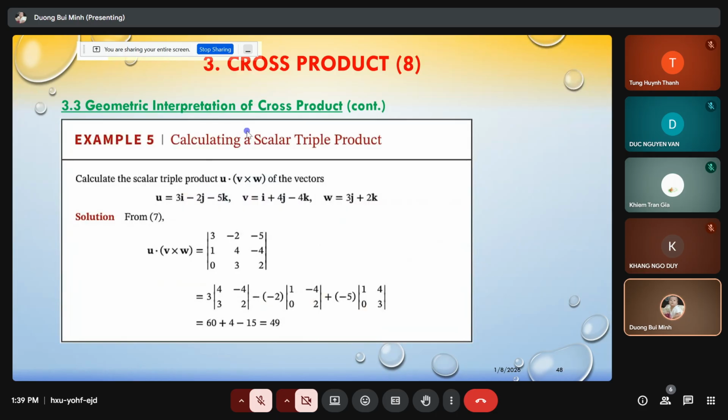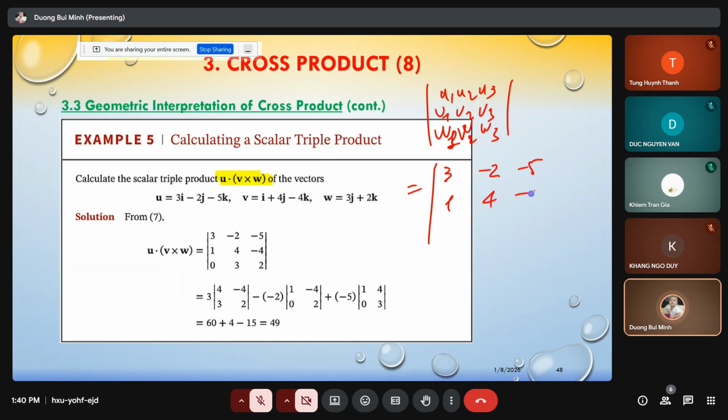Example. We have u dot v cross w, right? So here we have u1, u2, u3, and for v cross w, you get v1, v2, v3 in the second row, and in the last row we have w1, w2, and w3. So we can get what? For u we have 3, minus 2, minus 5. For v we have 1, 4, minus 4. And for w we have 0, 3, 2.